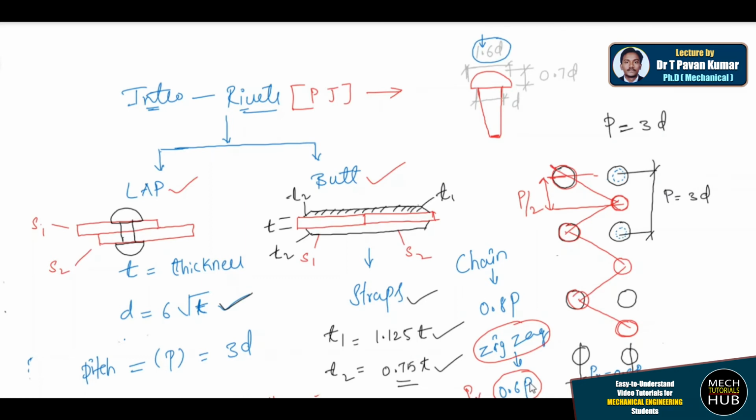Whether it is a lap joint or a butt joint, you come across chain and zigzag types. So if it is a chain type, in between two rows the gap should be 0.8 P, which we call the pitch radius. And if it is a zigzag system, then the gap should be 0.6 P.